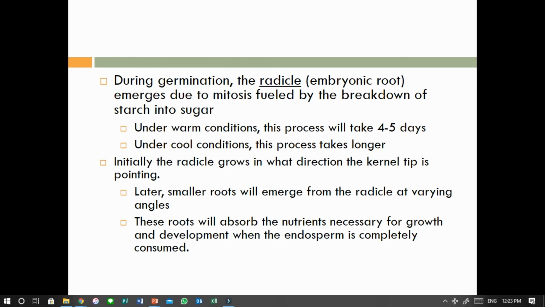Later, you have smaller roots emerge. The roots like to spread out, and we'll talk about that because the more it spreads out, the more surface area it has, the more ability it has to absorb water.